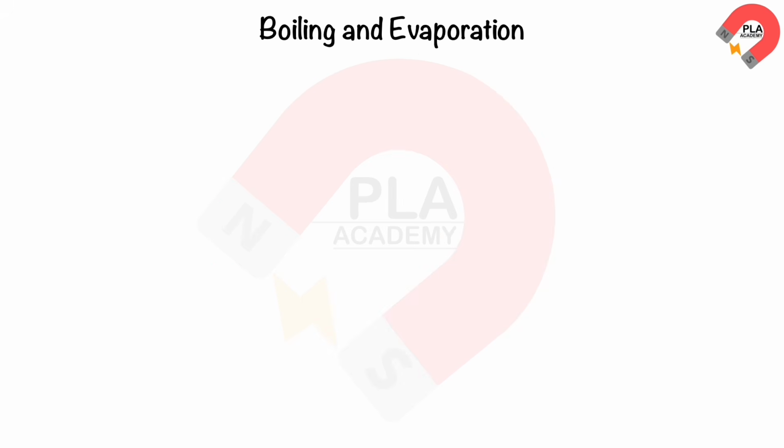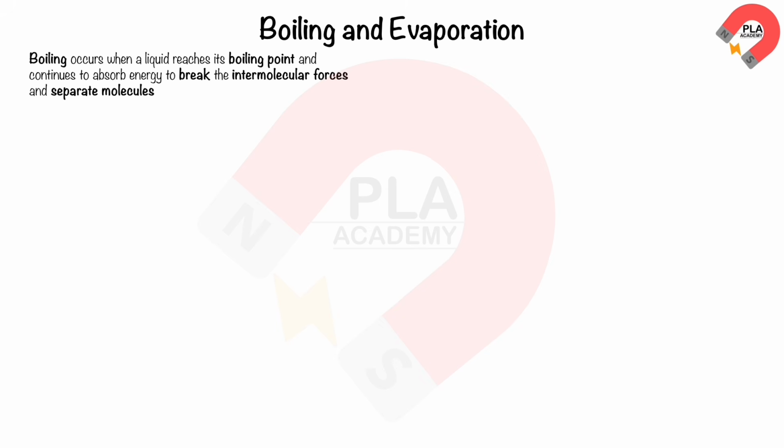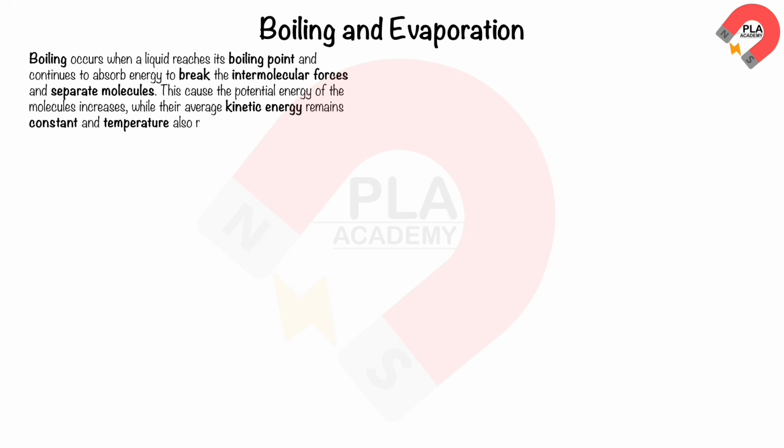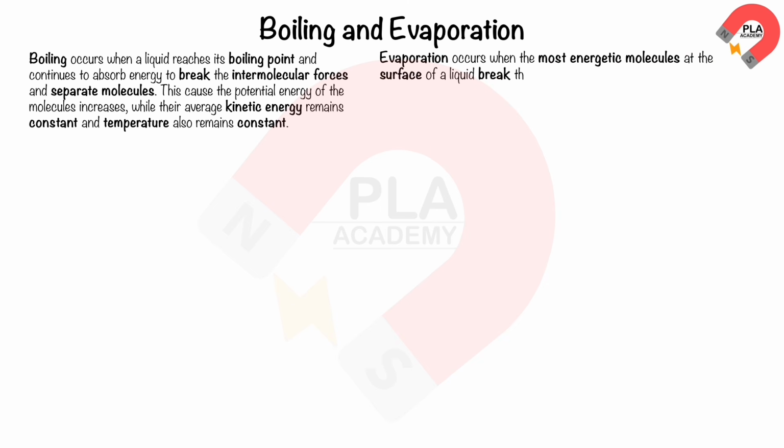Boiling and evaporation. Boiling occurs when a liquid reaches its boiling point and continues to absorb energy to break the intermolecular forces and separate molecules. This causes the potential energy of the molecules to increase, while their average kinetic energy remains constant and temperature also remains constant. Evaporation occurs when the most energetic molecules at the surface of a liquid break the intermolecular forces and escape from the liquid surface into the air.